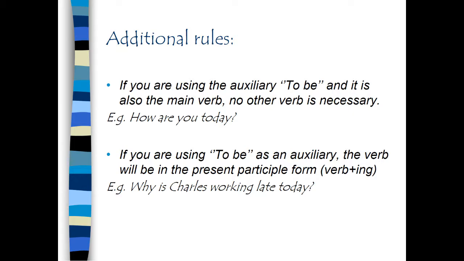If you are using to be as an auxiliary, the verb will be in the present participle form. So you put the verb in the standard form and you add ing at the end. In this example, why is Charles working late today? In this case, the auxiliary is to be, and the verb working would be to work plus ing, giving in the end, working.